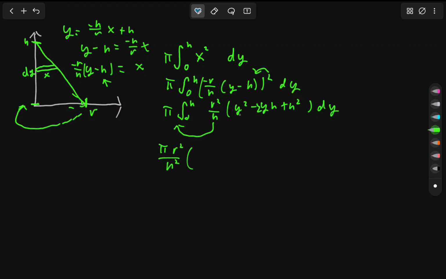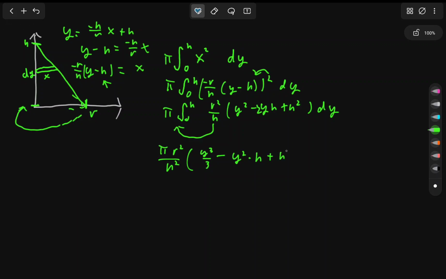So the integral of y squared with respect to y is going to be y cubed divided by 3. The integral of negative 2y times a constant is just going to be y squared times that constant, so that's minus y squared times h. Alright, the integral of h squared, that's a constant, so that's going to be h squared y. And we're now going to evaluate this from 0 to h. Because all of these terms have a y in them, whenever we sub in 0 for y, we're going to find out that's just 0. So we're just going to evaluate this at the upper bound.